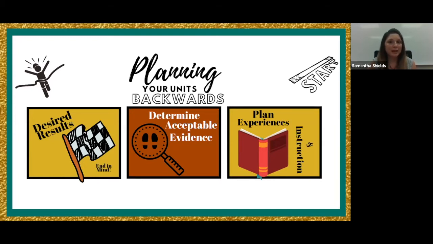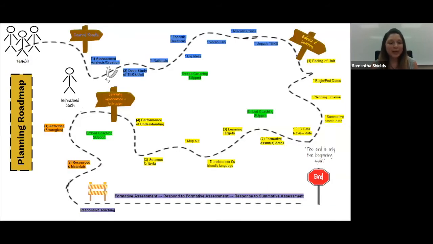I really like that point, because as teachers, if we have a different interpretation of what the standard means or what proficiency looks like, we demand different things from our students. And so when teachers really go through this backwards design process, they come to that consensus and they have that understanding so that everyone's on the same page. So right here is a roadmap, or planning roadmap.